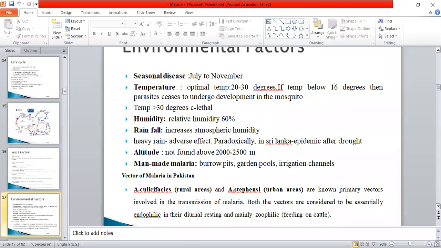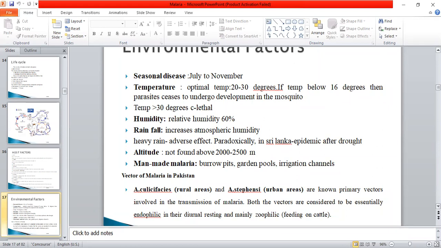Altitude: the malarial anopheles mosquito is not found at altitudes above 2,000 to 2,500 meters due to the unfavorable climatic conditions. Man-made malaria: garden pools, irrigation channels, and engineering projects like construction of hydroelectric dams, roads, and bridges have led to the breeding of mosquitoes and an increase in malaria. The malaria due to this is known as man-made malaria.